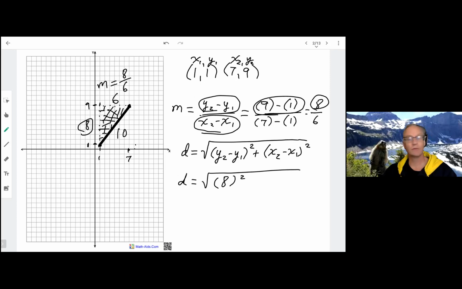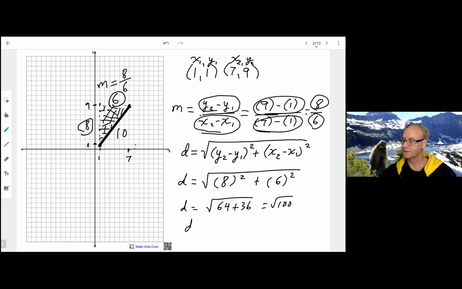Hopefully you can see the connection with what we did before. Plus x2 minus x1, which is right there. 7 minus 1 is 6. And there it is. And when I square both of those, I get the square root of 64 plus 36, which is the square root of 100, which of course is the distance is equal to 10. So hopefully you saw the connection between the distance formula and the Pythagorean theorem. We also have a picture of our distance.